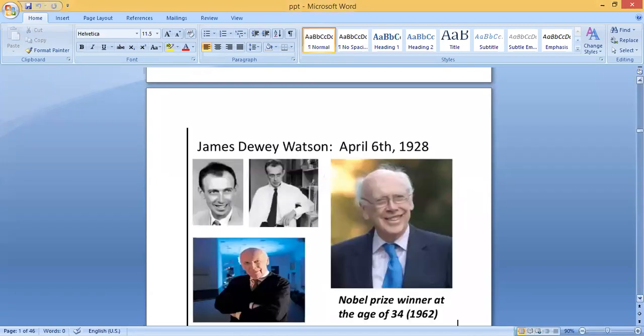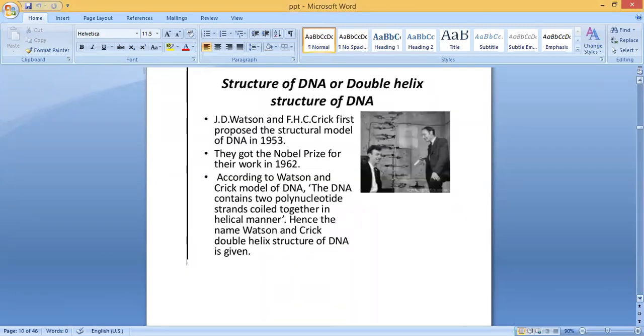The next topic of DNA, we are going to learn about the structure of DNA, or the double helix structure of DNA. J.D. Watson and F.H.C. Crick first proposed the structural model of DNA in 1953. They got the Nobel Prize for their work in 1962. According to the Watson and Crick model of DNA, the DNA contains two polynucleotide strands coiled together in a helical manner.